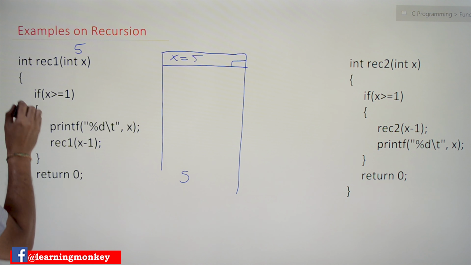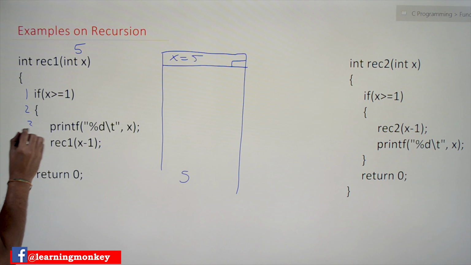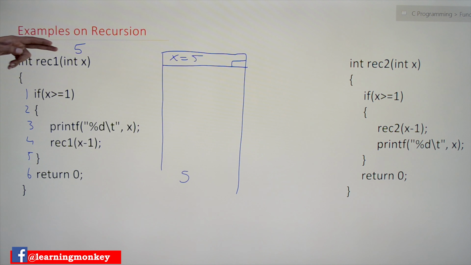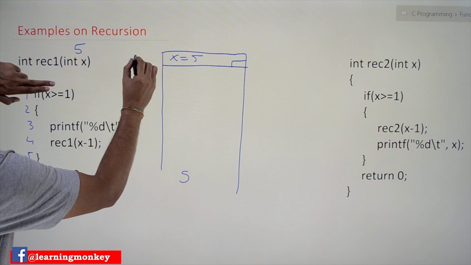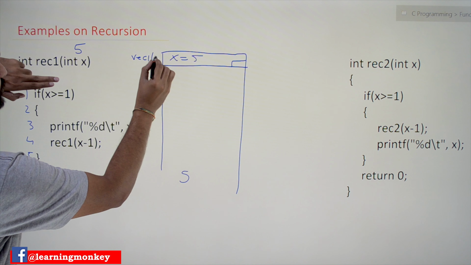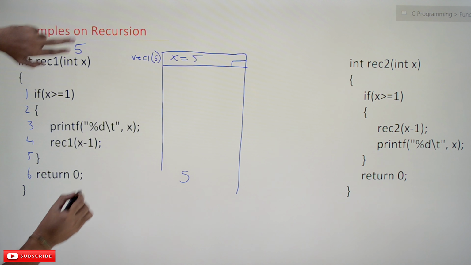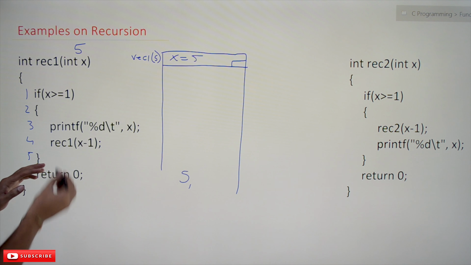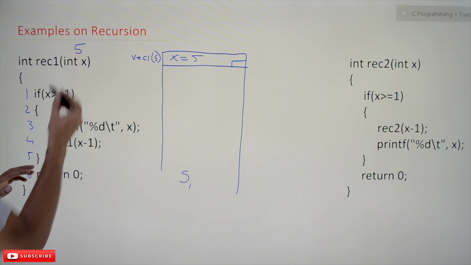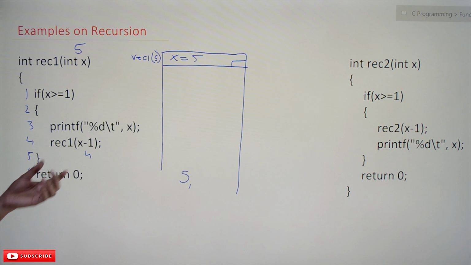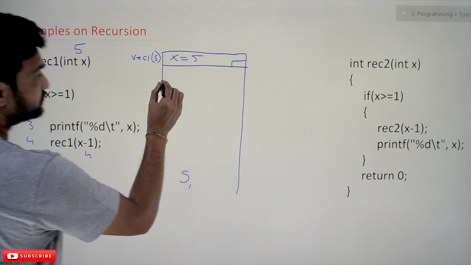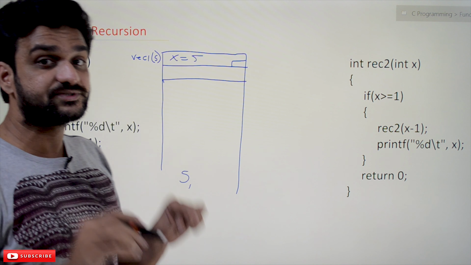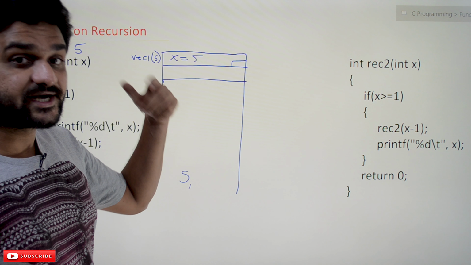What this instruction pointer is: line numbers 1, 2, 3, 4, 5, 6. These are the line numbers. A function call is made, x is equal to 5, rec1 of 5. With this function call, printf prints x equal to 5, and after that another function call is made with the value of 4, rec1 of 4. So again a function call is made. The concept is whenever a function call is made, a new activation record will get created.